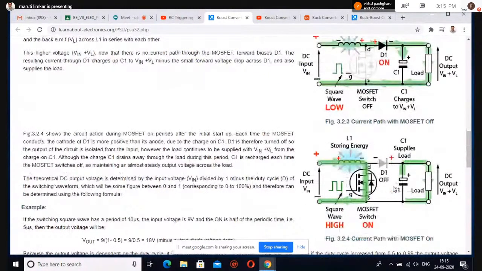Okay. So once the capacitor is charged up to VDC plus L into di by dt, at that time its polarity is this is plus, this is minus. So at that time the potential is greater than the anode potential.